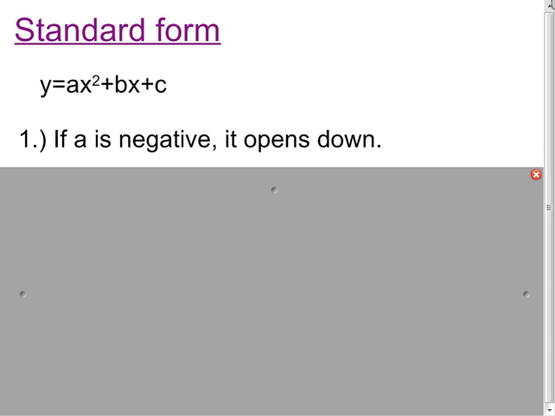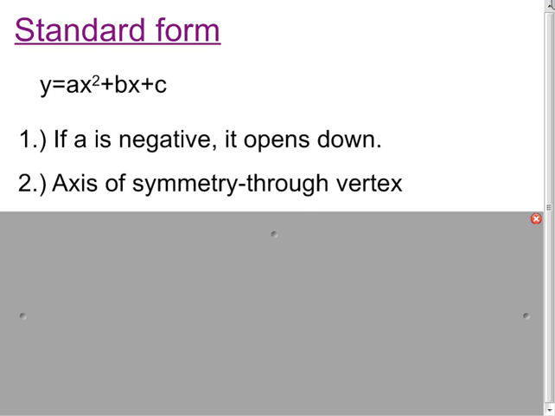A, B, and C are numbers. Those are coefficients to each of these. So they're going to be some type of number, a 1 or a 5 or a -8, different pieces like that. To begin with, the A value will tell you whether it's going to open up or open down, whether the vertex sits at the peak of the graph or if it's the lowest part of your graph. Next, there's an axis of symmetry through the vertex.